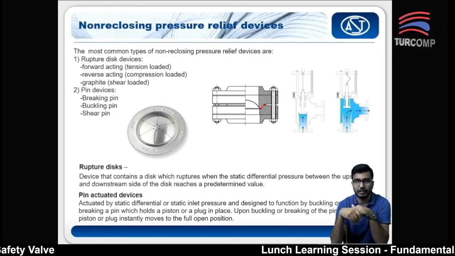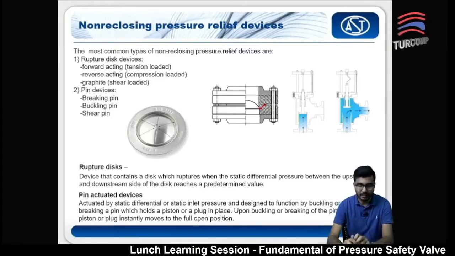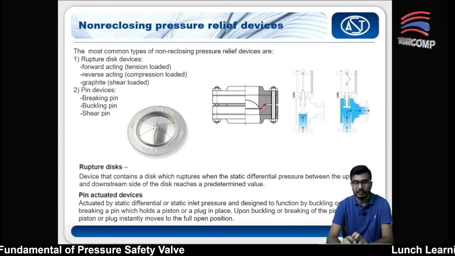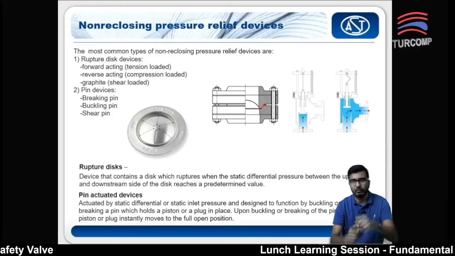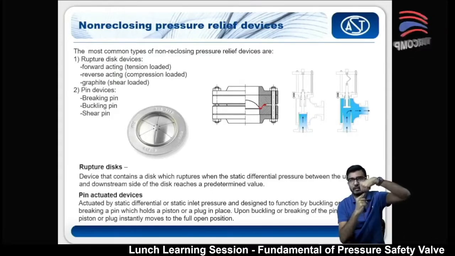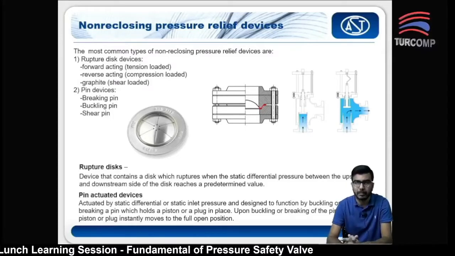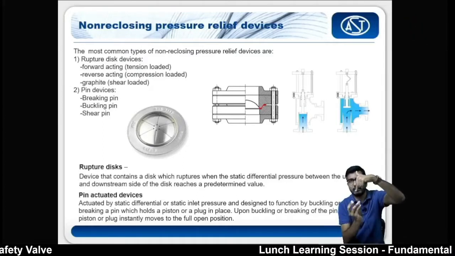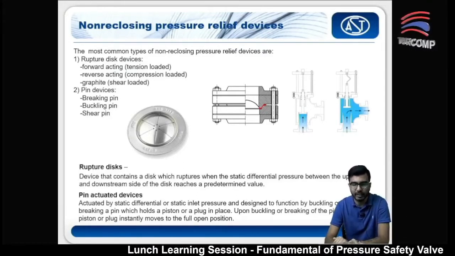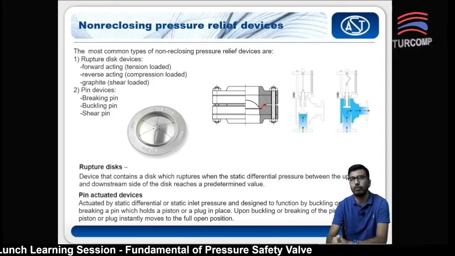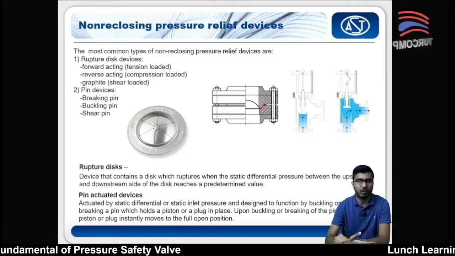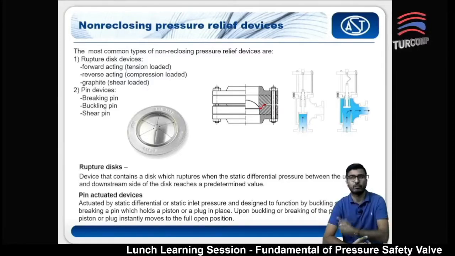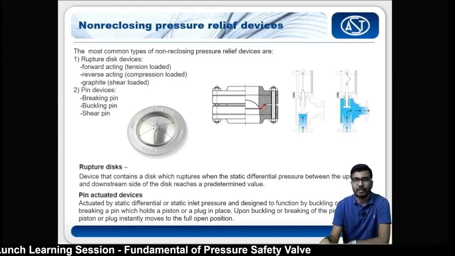If you look at the pin actuated device, it is actually the same, where it is actuated by a static differential of an inlet pressure, designed to function by a buckling pin. What we call a stem here is actually the pin. So it will break when it reaches a certain pressure. The bottom part of the pin is held by a piston or a plug. Upon buckling or breaking of the pin, the piston instantaneously moves to the full open position. This makes all the items that you are relieving move up and it won't get closed. So these are non-reclosing types.